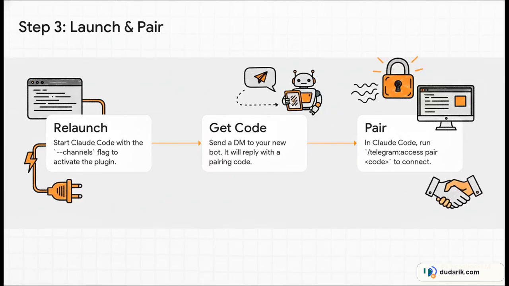You have to relaunch Claude Code, but this time you add a special flag, -channels, to tell it to turn on the plugin. As soon as it's running, go to Telegram and send your new bot a message, any message. It'll reply instantly with a unique pairing code. Grab that code, head back to your terminal, and run /telegram.accessPair with the code. And boom, that completes the secure handshake. You are officially paired up.